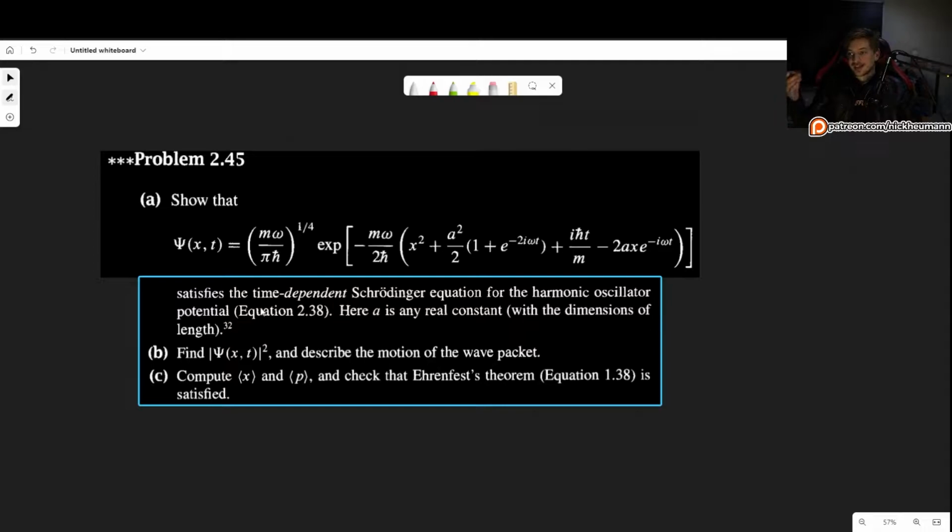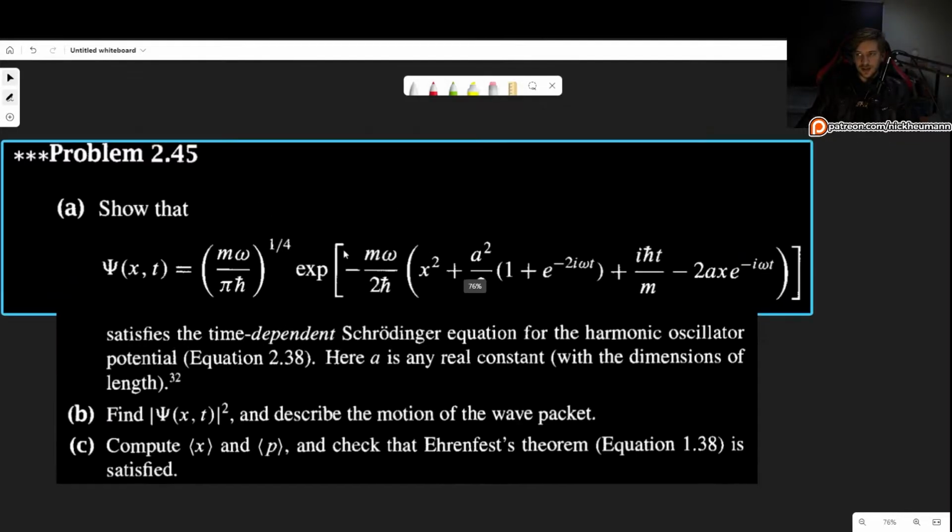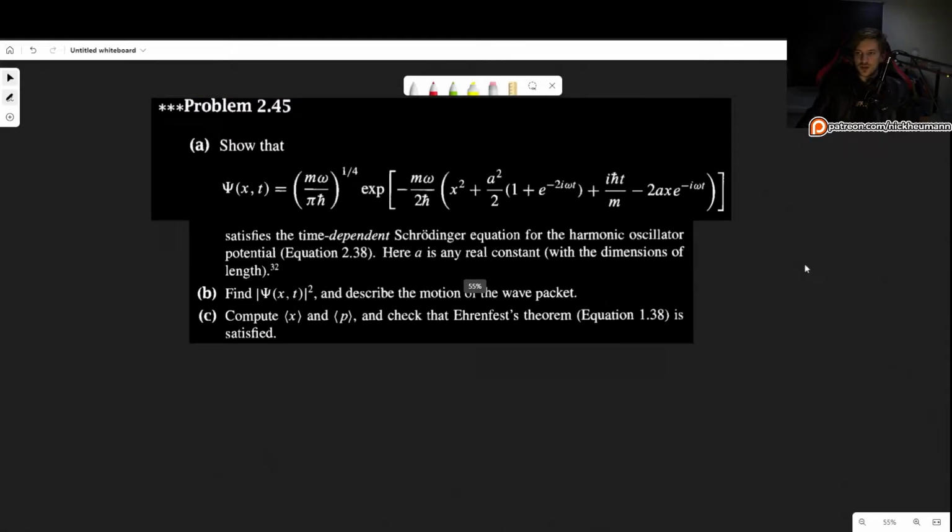Here, A is any real constant with the dimensions of length, and part B asks us to find the probability density for this function and describe the motion of the wave packet. And C asks us to compute the expectation value for the position and momentum and check that the Ehrenfest theorem is satisfied. So this is not really that much of a terrible problem. The expression is of course nasty, but what we have to do is not really difficult.